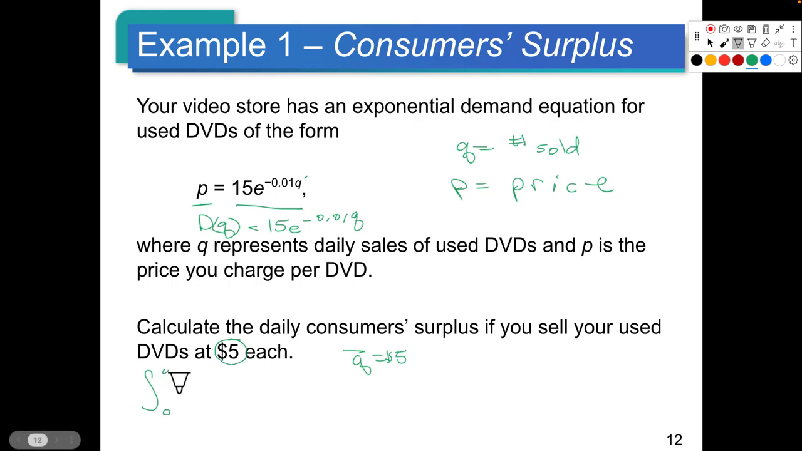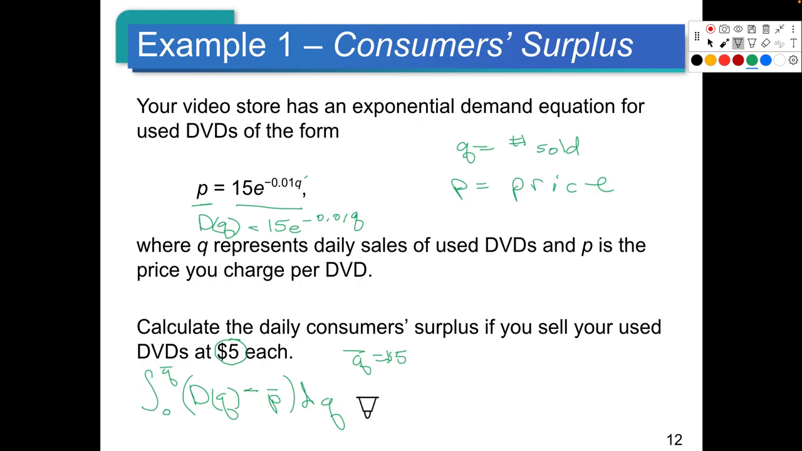I'll write it out in detail. And Q bar is 5, right? So we're going to replace that with a number. We're going to integrate the demand function d of q, which is 15e to the, is this up here, and then we're going to subtract p bar, dq. What we're going to see is p bar is a number, which we're going to get. Q bar is a number, which they gave us.